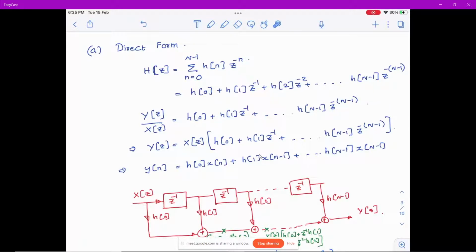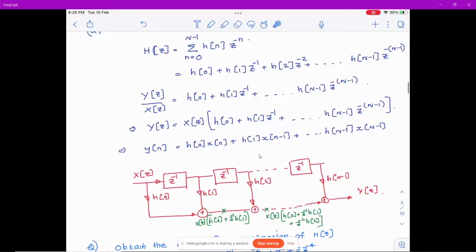So if you expand this, as you substitute n equal to 0, it is h of 0 z raised to 0, which is 1, n equal to 1, h of 1 z raised to minus 1, n equal to 2, h of 2 z raised to minus 2, up to n minus 1. You will get the values. Now, h of z is actually y of z by x of z. Okay, so you can cross multiply. You can take x of z to the right hand side. So I can write y of z is equal to x of z multiplied by this whole thing.